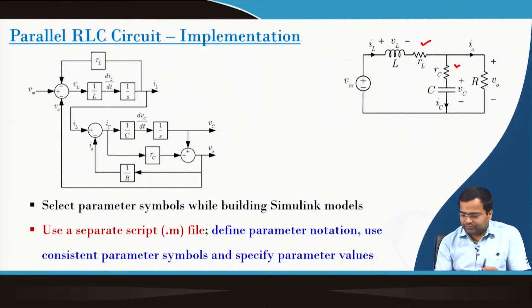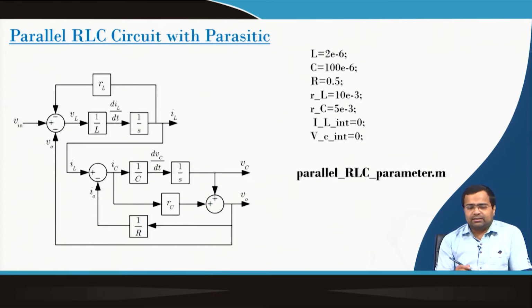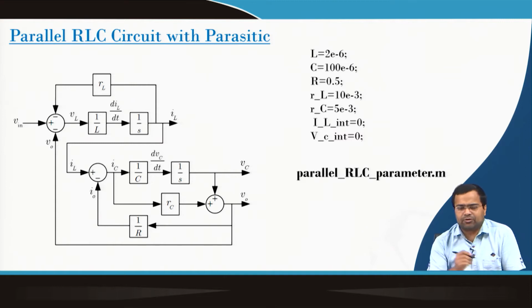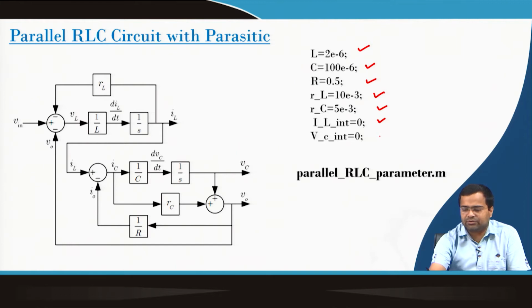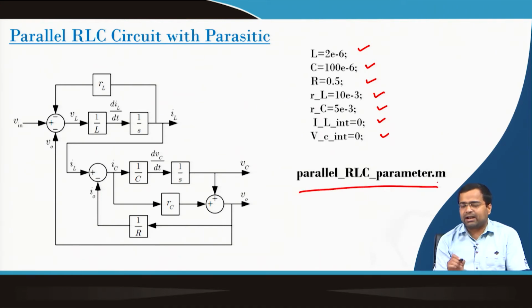the Simulink block. Okay. So, for this particular case study, we have considered inductor to be 2 microhenry, capacitor to be 100 microfarad, resistance as 0.5 ohm, then RL, the DCR, is 10 milliohm, then RC 5 milliohm, then inductor initial value is 0 ampere and capacitor initial value is 0 volt. And all this will be saved in a separate .m file, which is now named as parallel RLC parameter.m.